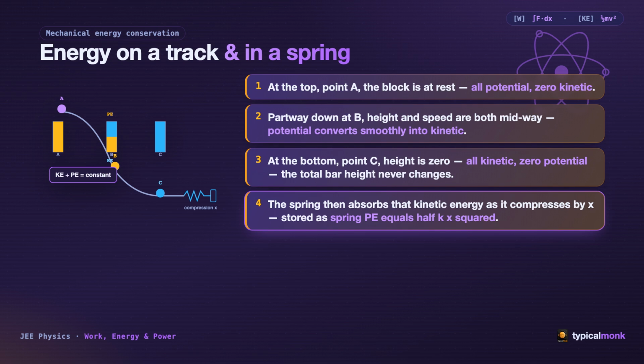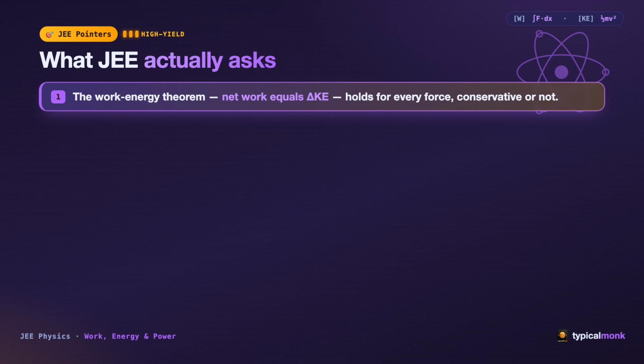And then, the spring takes over. As it compresses by a distance x, that kinetic energy is stored once again, this time as spring potential energy, equal to 1/2 k x squared. Lisa used to think energy simply disappeared into a spring. Once she saw it as the very same potential energy bucket, just refilled by a different force, the whole picture clicked for her.